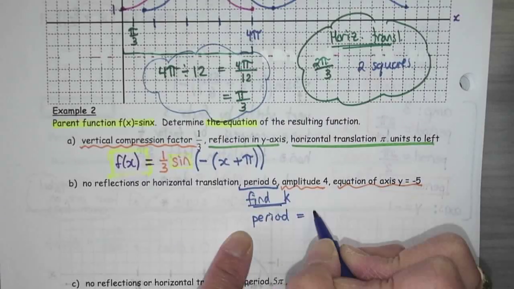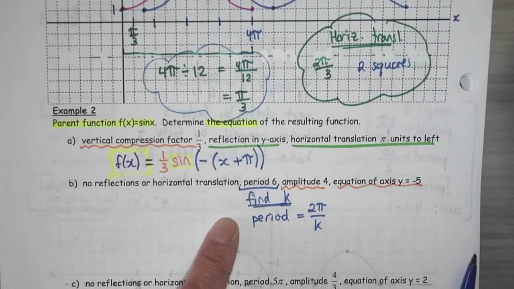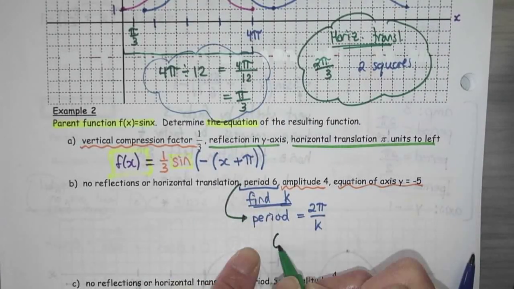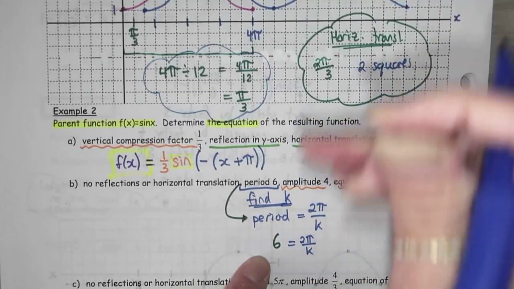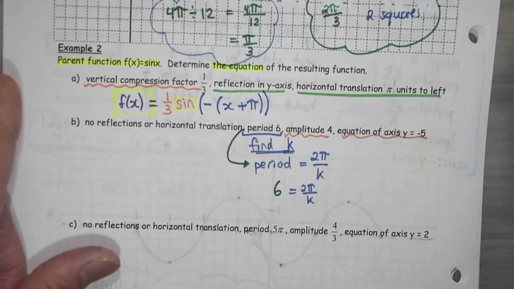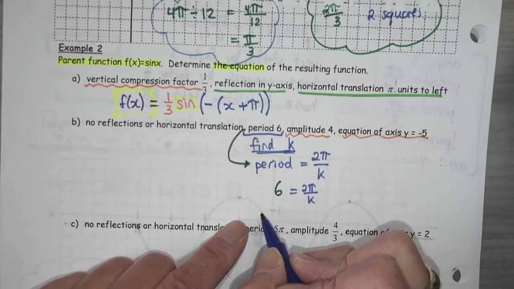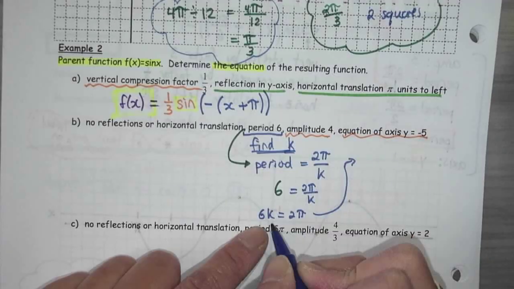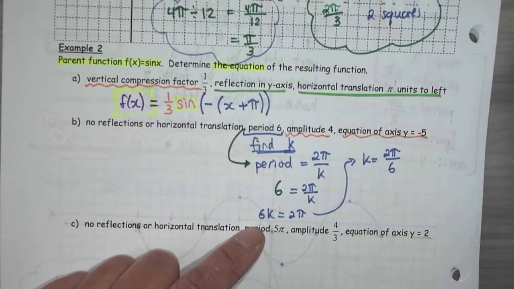right? So we want to find k. The period is 2 pi over k. So we're going to take this value and put it here. So that's 6 equals 2 pi over k. Does that make sense? It's not k. I need k to get to the equation. When you do this, you can do this in 2 steps or 1 step. So 6k equals 2 pi, and then divide by 6. So k equals 2 pi over 6.